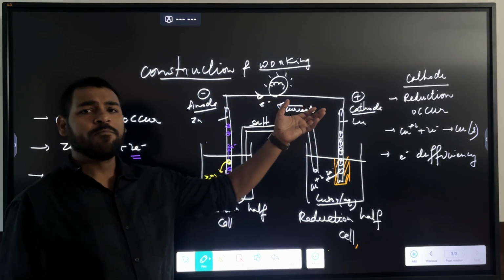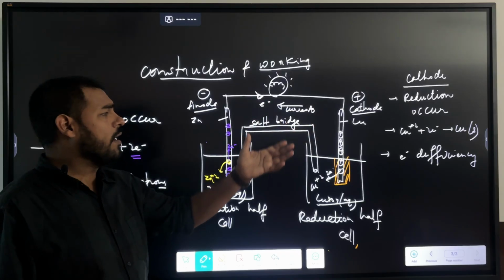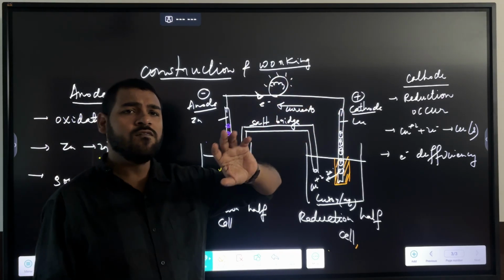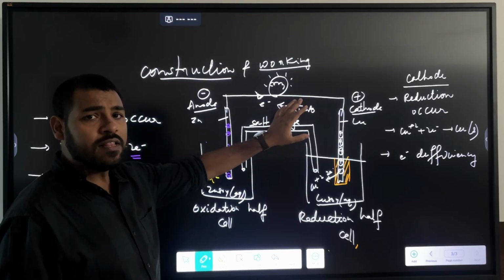So we will have a current in the wire, and when we connect this wire with a bulb, the bulb will glow because we have current in the wire.